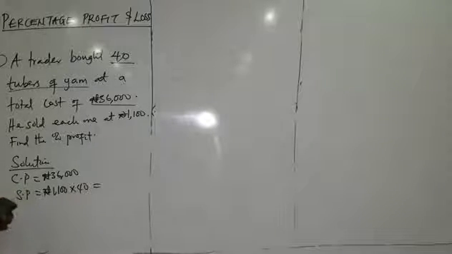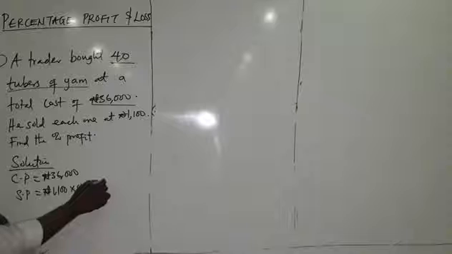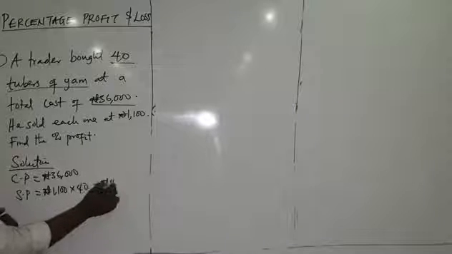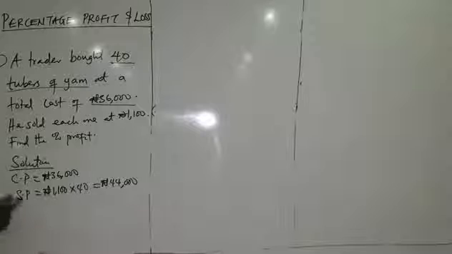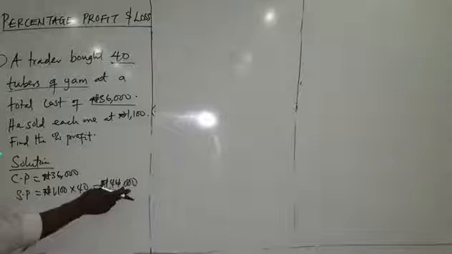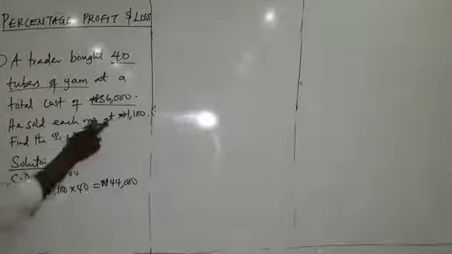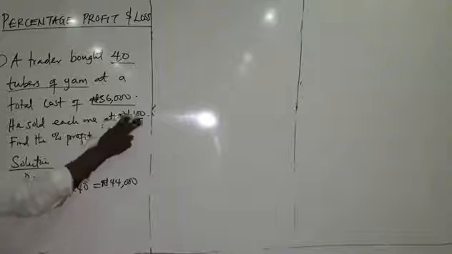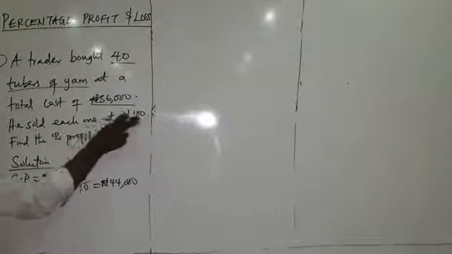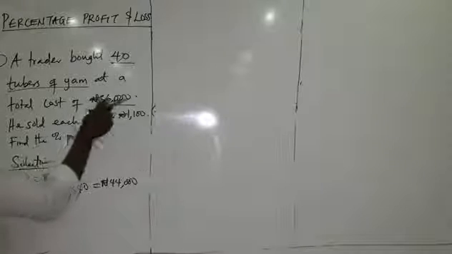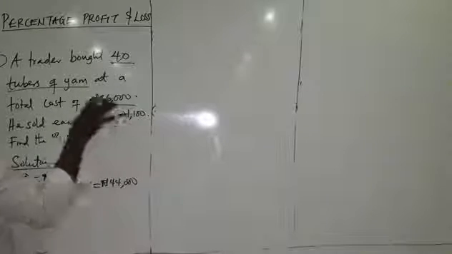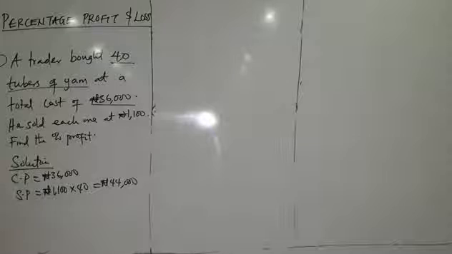1,100 multiplied by 40 gives 44,000 naira. So this is the cost price and this is the selling price. Don't make a mistake. This is not the total selling price. This is just the selling price of one tuber of yam. So don't just say 36,000 minus 1,100 will give you a profit.